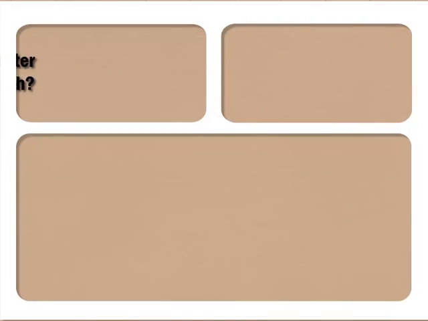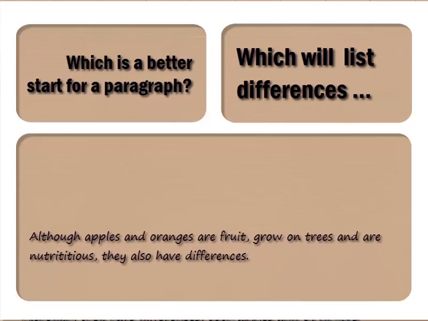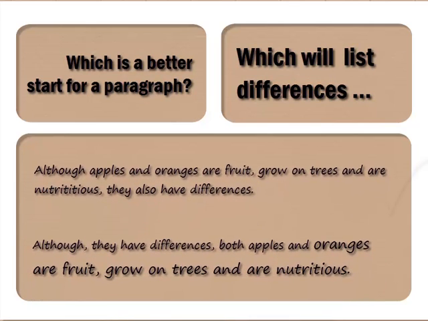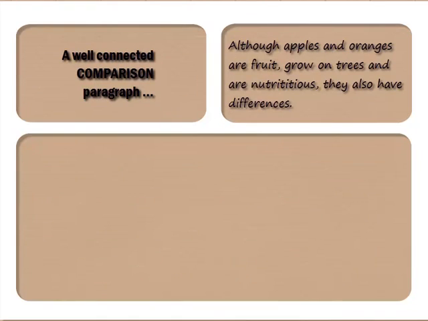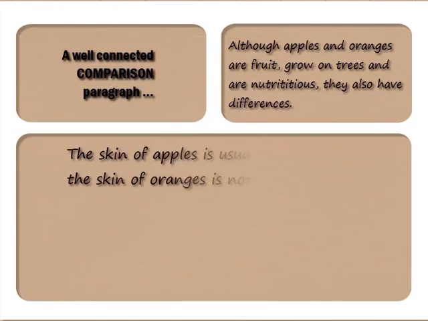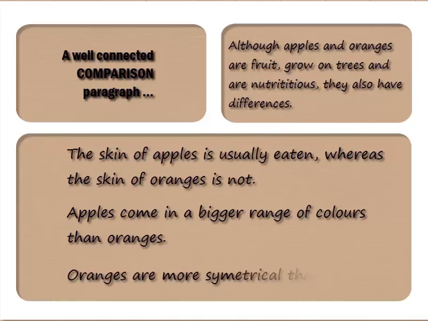Which of those two sentences would be a better start if we were writing a paragraph comparing apples and oranges? Well, the first one. Especially if the paragraph then goes on to list those differences, like this. The skin of apples is usually eaten, whereas the skin of oranges is not. Apples come in a bigger range of colors than oranges. Oranges are more symmetrical than apples.